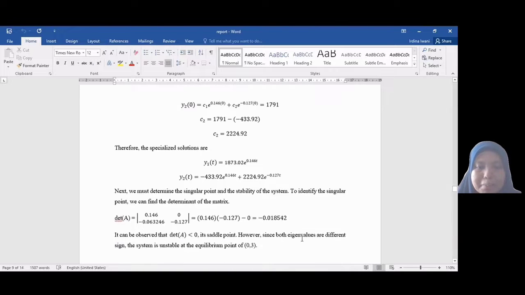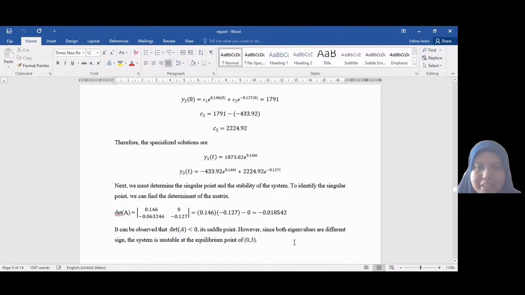Next, we must determine the singular point and the stability of the system. To identify the singular point, we can find the determinant of the matrix, which is negative 0.018542. It can be observed that determinant A is less than 0, so it is a saddle point. However, since the eigenvalues have different signs, the system is unstable at the equilibrium point of 0, 3.